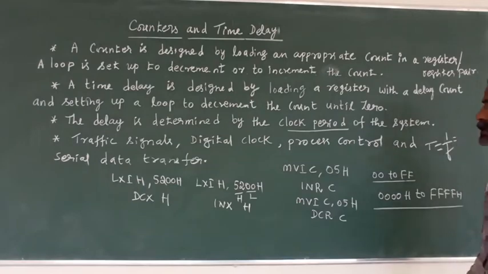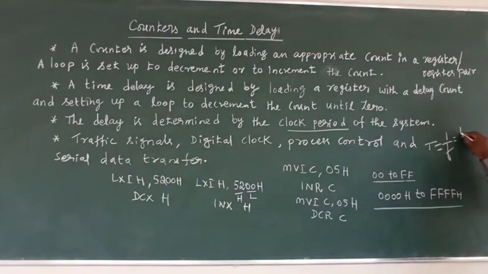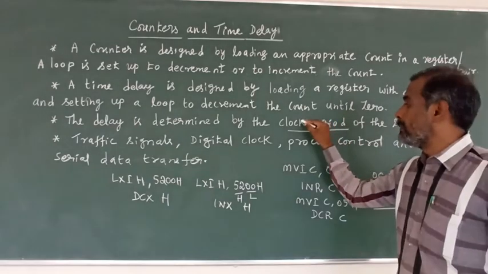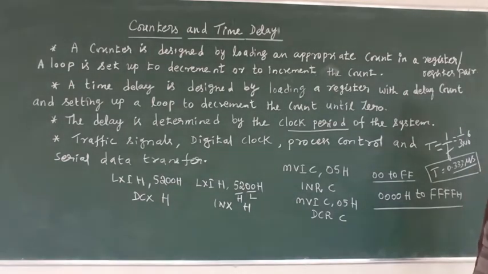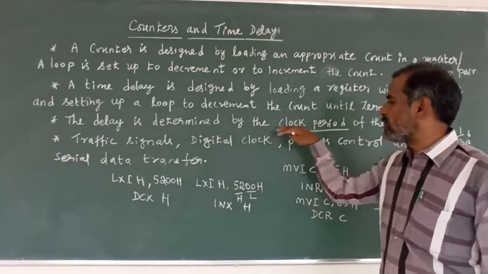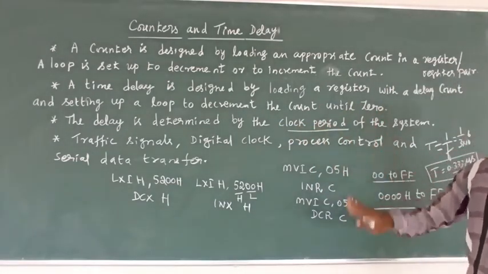For the 8085 microprocessor, the clock frequency is 3 megahertz, meaning 3 into 10 to the power of 6. Dividing, we get 0.333 microseconds. This is the clock period of the microprocessor. The time delay depends upon the microprocessor clock period.